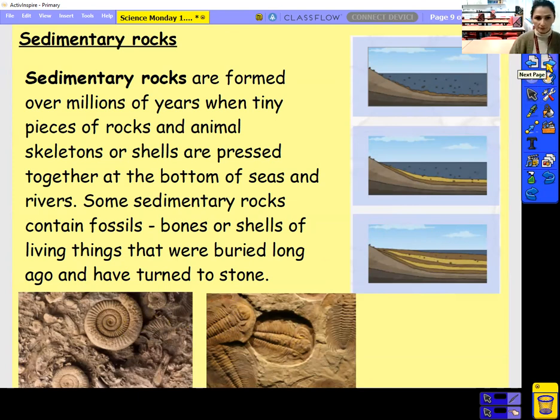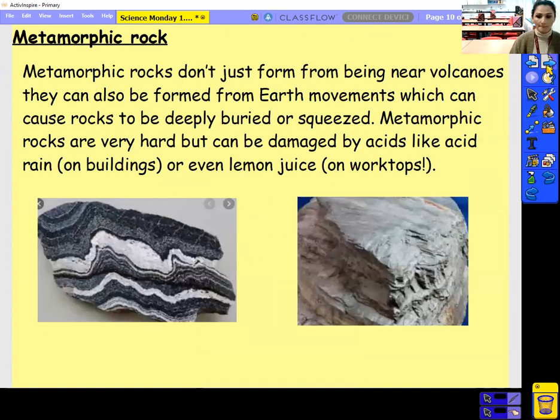So next bit, we've got metamorphic rocks. So can you say metamorphic? So metamorphic rocks don't just form from being near volcanoes. They can also be formed from Earth's movement, which can cause rocks to be deeply buried or squeezed. So this is when the rocks are squeezed down, okay, from pressure from the volcanoes, from the Earth.